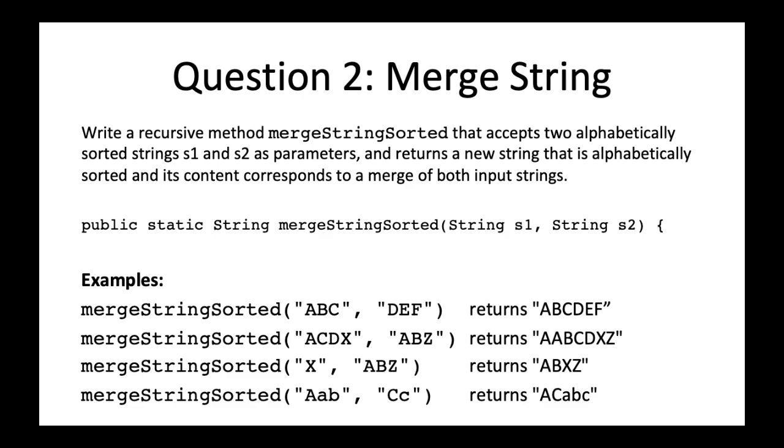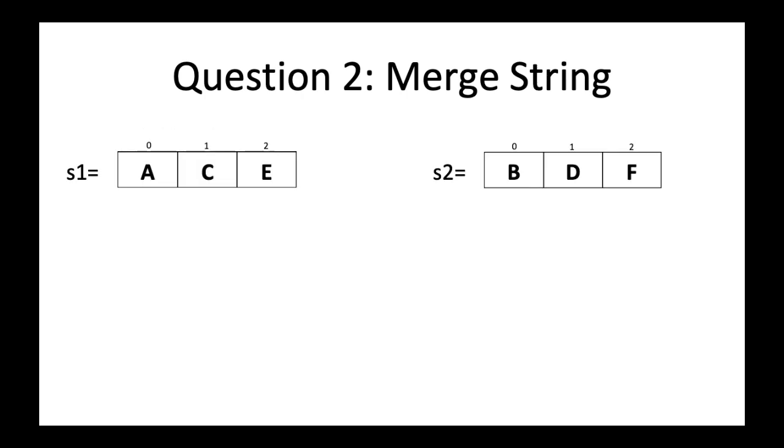In other words, if S1 is ACE, and S2 is BDF, the recursive method should return A, B, C, D, E, F. So what are we trying to do? If we are given these two sorted strings, S1 and S2, and we want to merge S1 and S2 and sort them alphabetically. As you can see, both S1 and S2 have a length of 3.